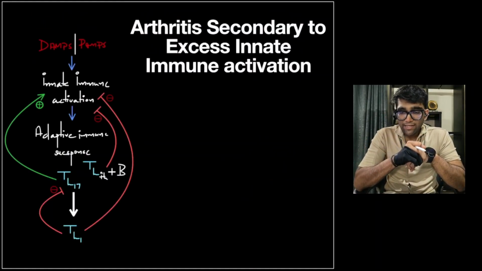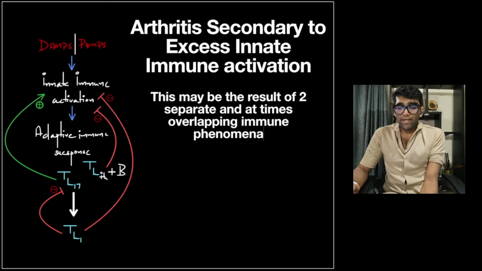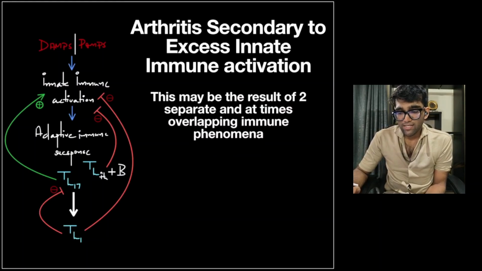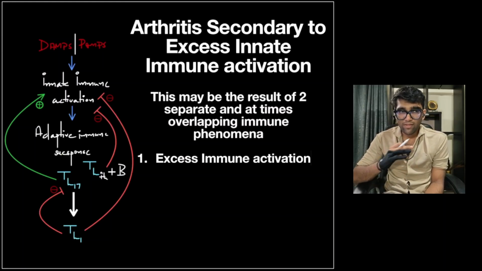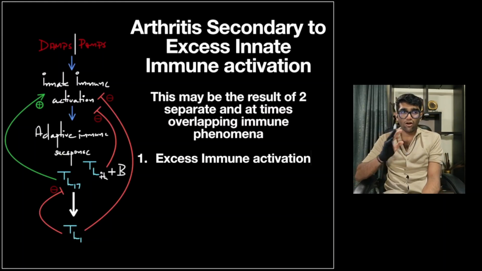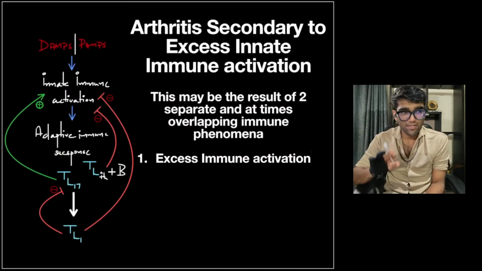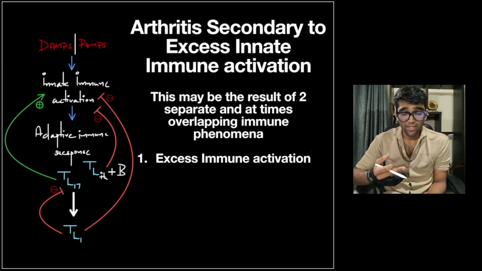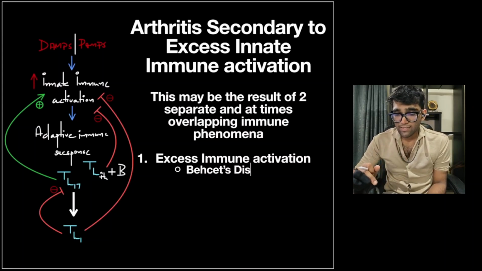So arthritis secondary to excess innate immune activation would be the result of two separate but at times overlapping immune phenomena. One of them, as I've just discussed, is that the innate immune system itself is excessively active. The same stimulus that in a normal person would not result in a very florid innate immune activation, in this particular person, their innate immune system is excessively sensitive to these stimuli and responds in excess. So the prototypes of these disorders are Behçet's disease and relapsing polychondritis.